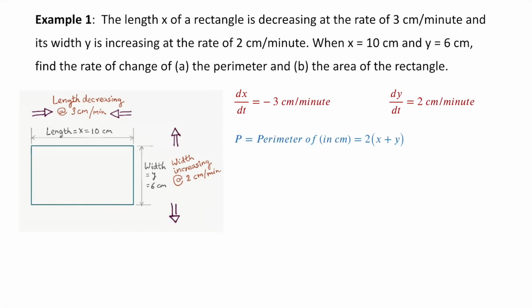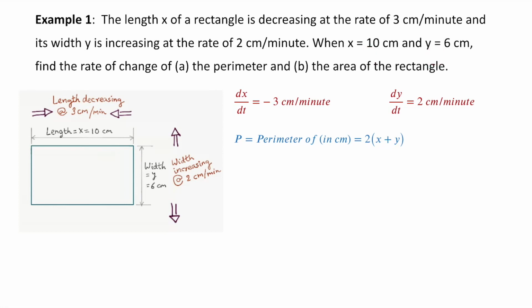Now let us express the perimeter in terms of x and y. Now you probably already know that the perimeter of a rectangle would be 2 times length plus 2 times width, and here all the units are in centimeters. So we make a note that the perimeter is also in centimeters. So perimeter here is the total length of the boundary of the rectangle, which is 2(x plus y). So we are asked to calculate the rate of change of perimeter with respect to time at the moment when x is 10 centimeters and y is 6 centimeters.